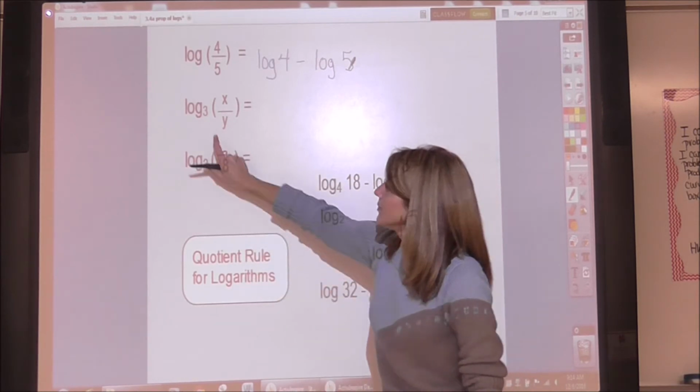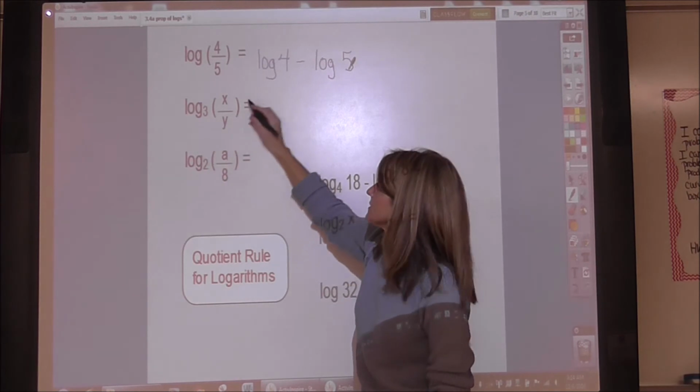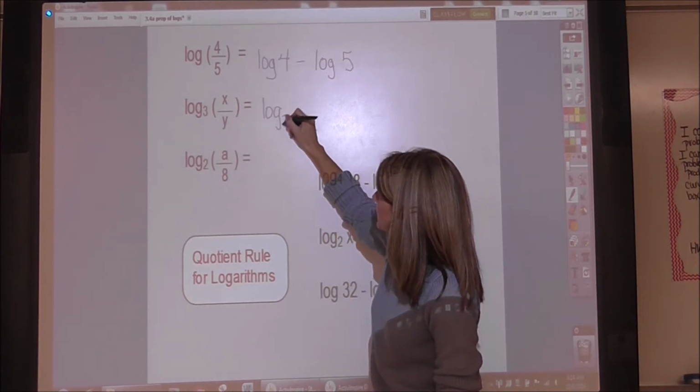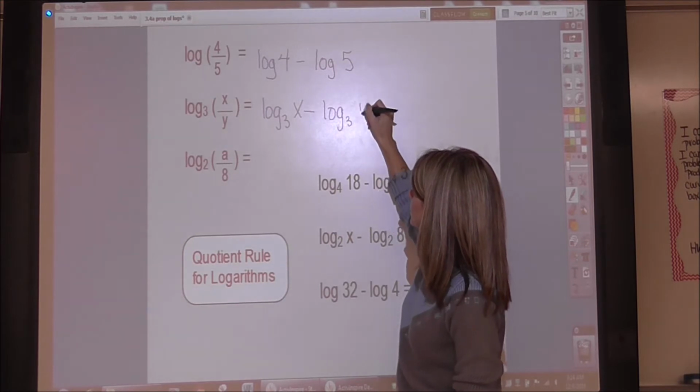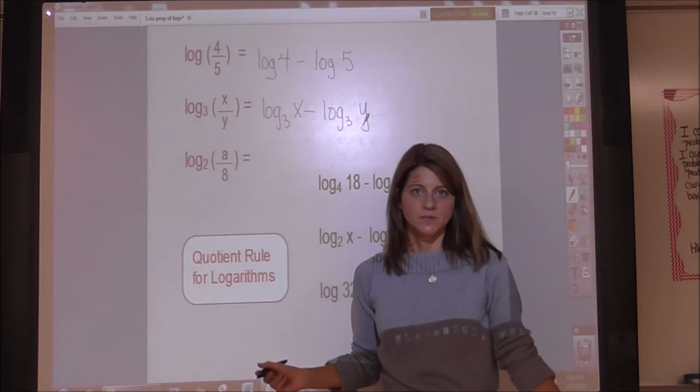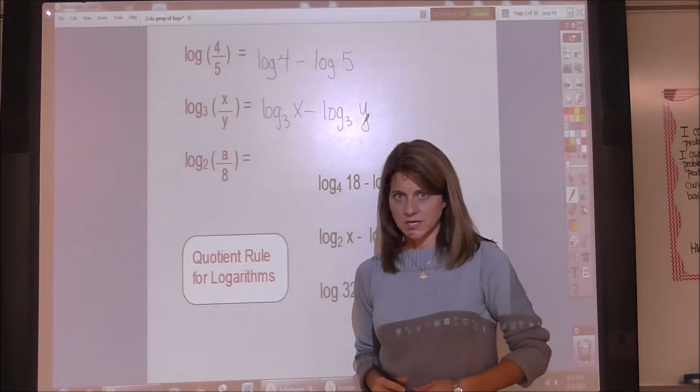Okay, log base 3 of x over y, right? So I have log base 3 of x minus log base 3 of y. Got it.